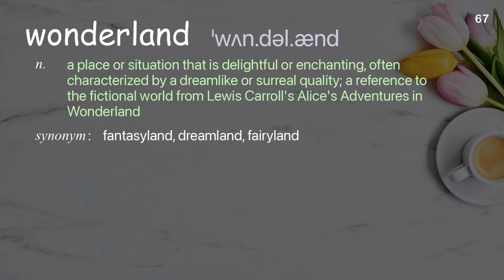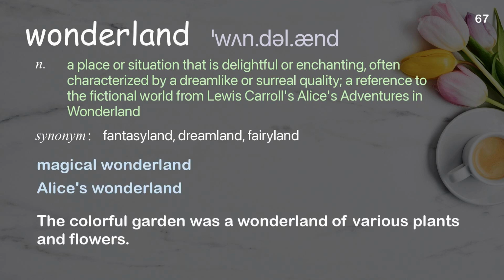Wonderland. A place or situation that is delightful or enchanting, often characterized by a dreamlike or surreal quality, a reference to the fictional world from Lewis Carroll's Alice's Adventures in Wonderland. Examples: Magical Wonderland. Alice's Wonderland. The colorful garden was a wonderland of various plants and flowers.